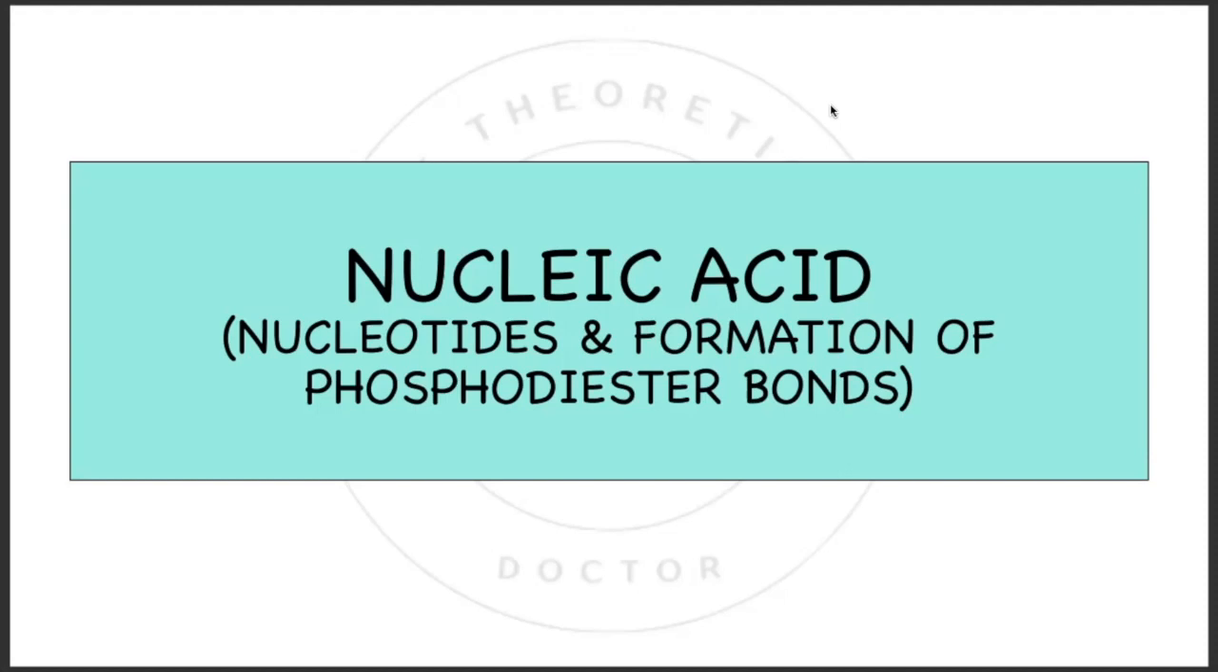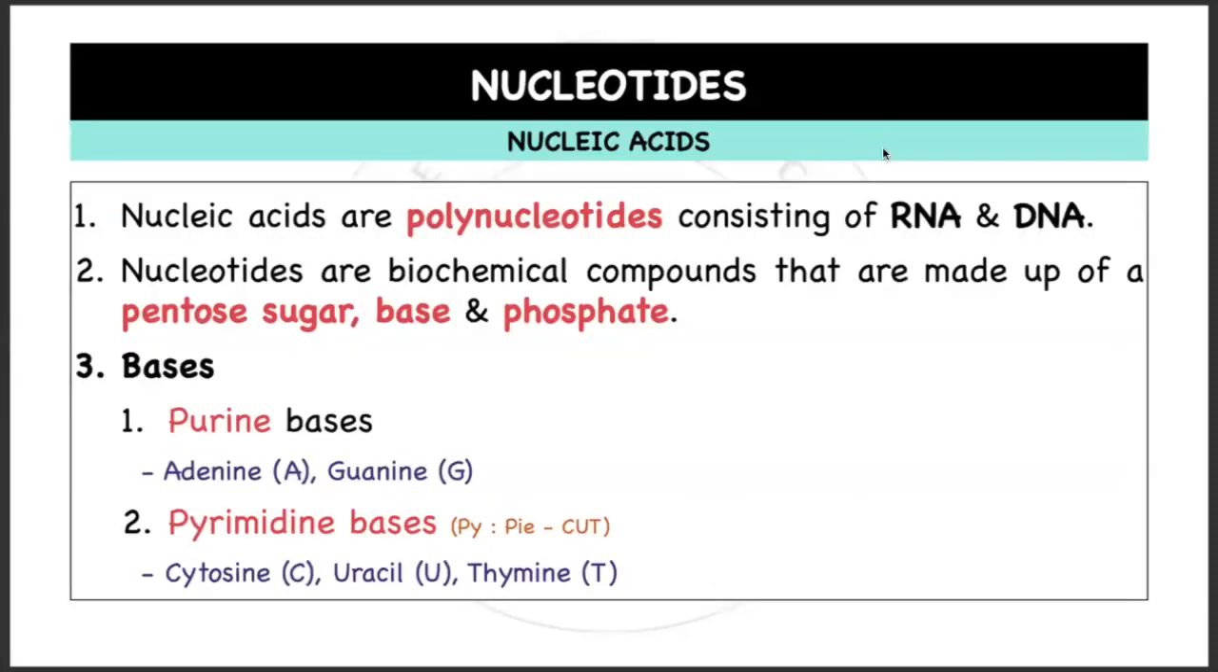In this video, we will be embarking on the subtopic of nucleic acids, and we will dive into the two different types of nucleotides and the formation of phosphodiester bonds. Nucleotides. Nucleic acids are polynucleotides consisting of RNA and DNA. Nucleotides are biochemical compounds that are made up of pentose sugar, base, and phosphate.